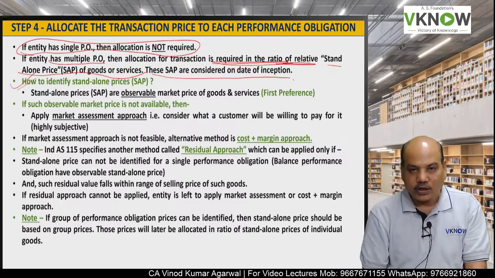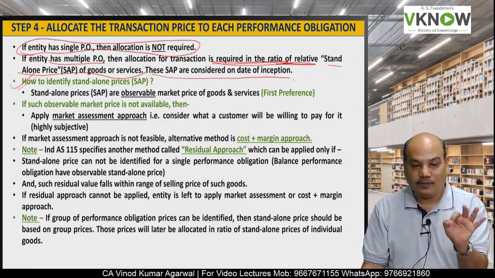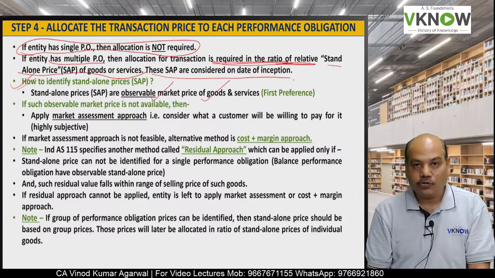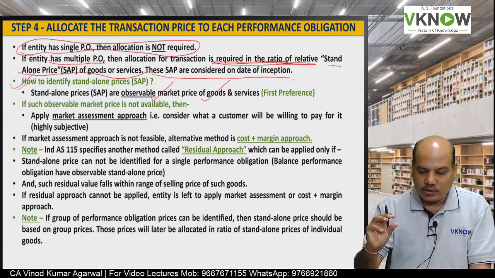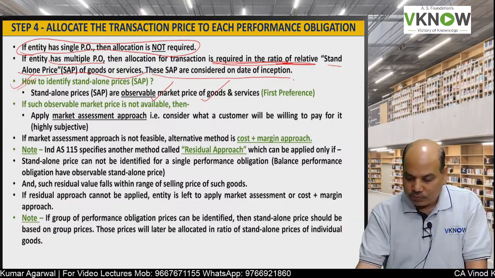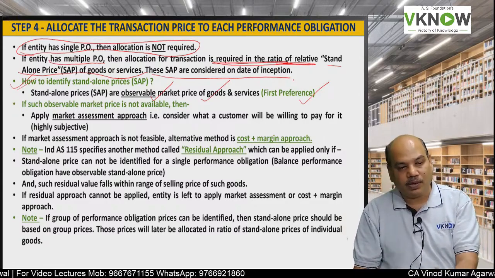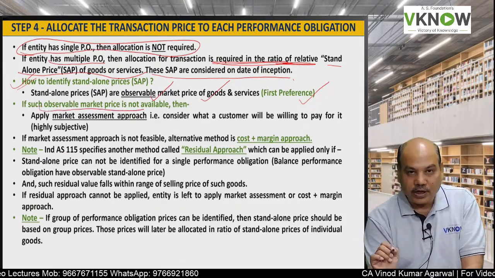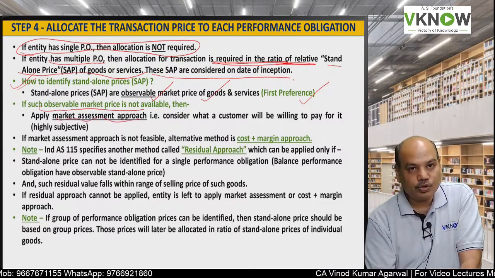How to identify standalone price? Sometimes it can be very easy, but sometimes it can be difficult also. Standalone prices are the observable market price of goods and services. That is the price at which these goods and services are sold or transacted in the market on their own, which is my first preference. The first preference will be the observable market price. But if such an observable market price is not available, then apply the market assessment approach.